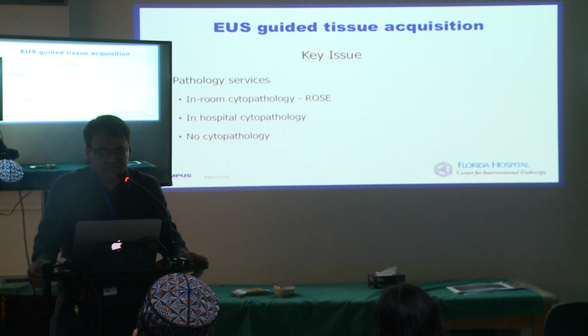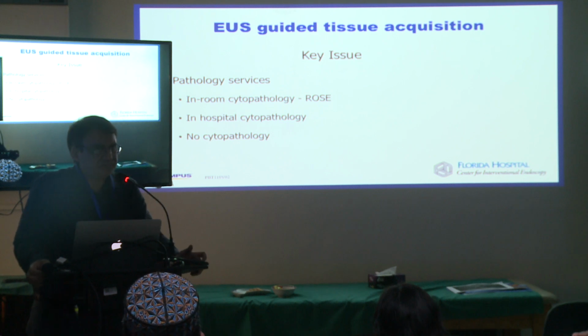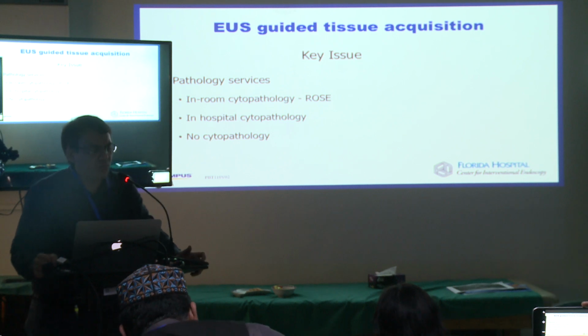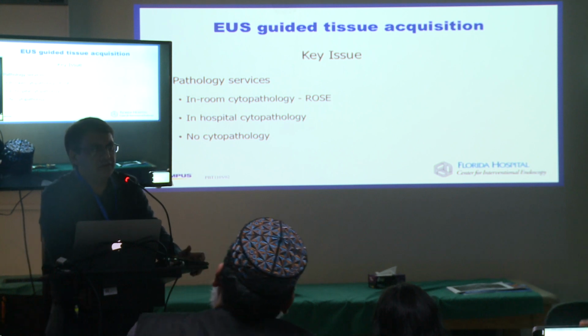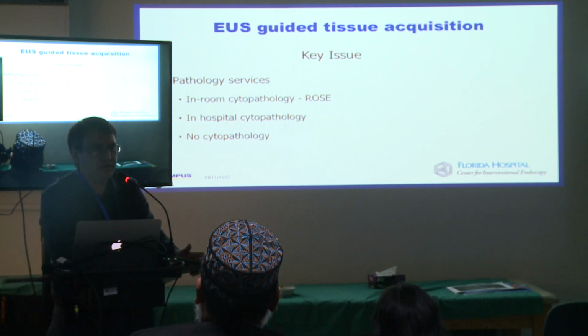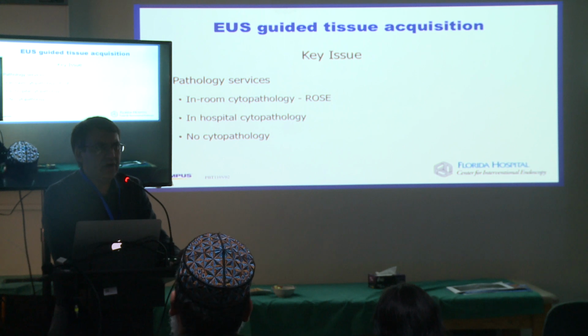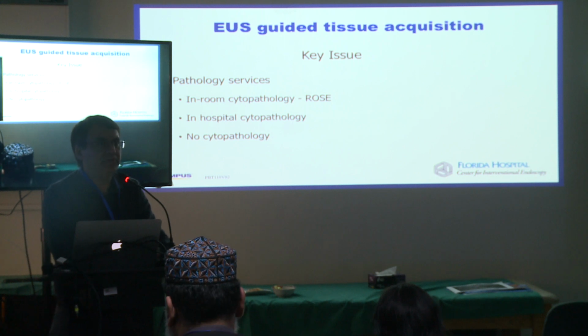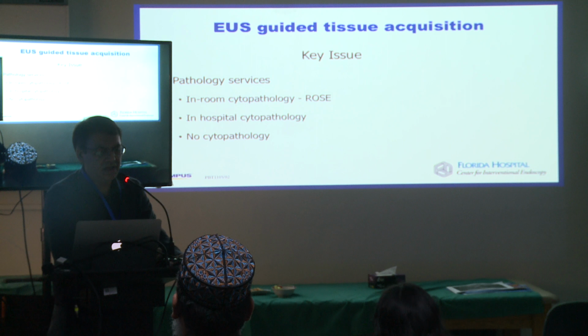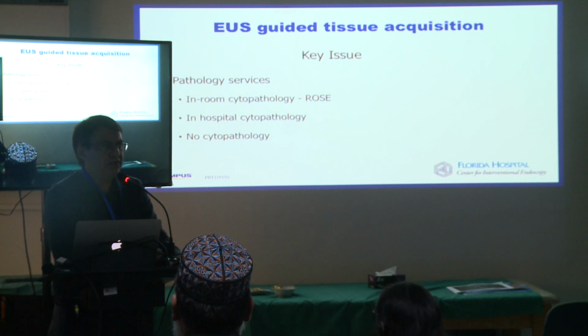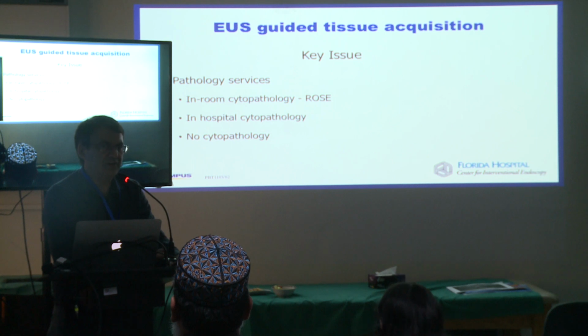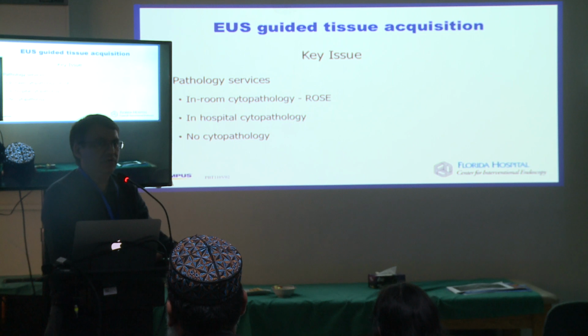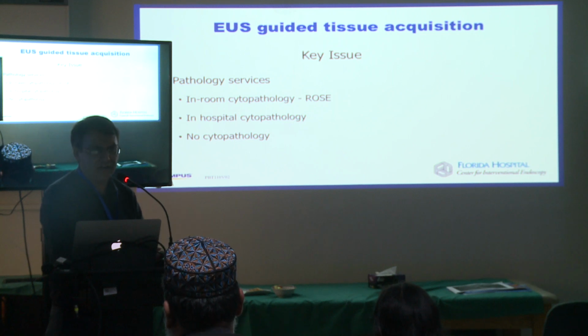So when you do an EUS FNA or FNB, based on what cytology services you have available, you have to decide what type of specimen you need to get. Not every place in the United States, obviously, has on-site cytopathology, and here mostly that is true. Only a few institutions will have on-site cytopathology.